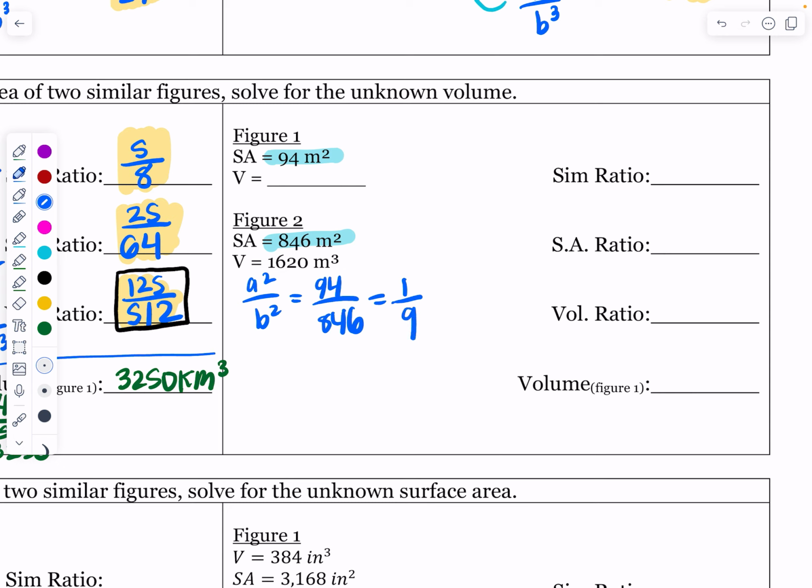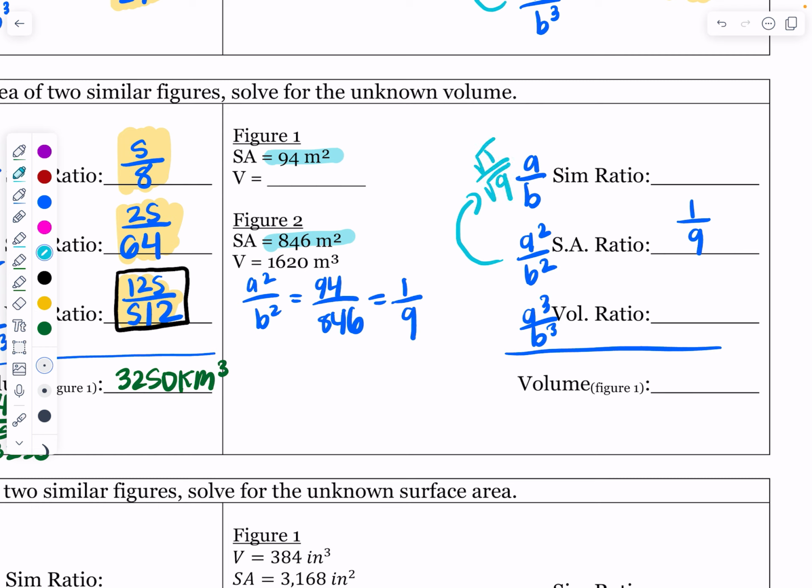And so I put that on, here's A over B. Surface area is A squared over B squared. Volume is A cubed over B cubed. So I'm going to put that on level 2 because that's my surface area ratio, 1 over 9. So how do we go from A squared over B squared to just A over B? That's going to be the square root of 1 over the square root of 9, which we know is going to be 1/3. And then when I want to get level 3, I'm going to go 1 cubed over 3 cubed for my volume ratio. That is going to give me 1 over 27.